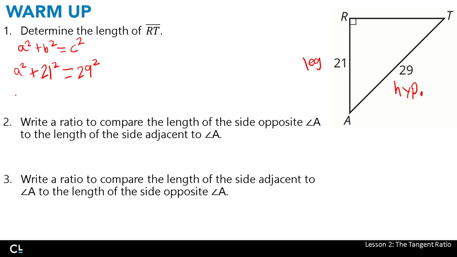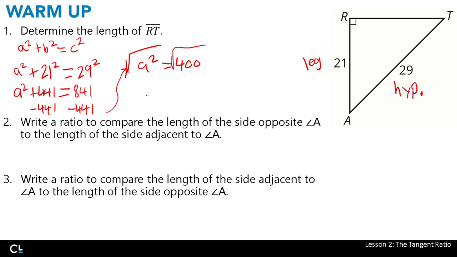So when we square these, we get A squared plus 441 equals 29 squared, which is going to give me 841. And then what we have to do is solve for A. So we're going to subtract 441 from both sides. Rewrite everything up here. That's going to leave me with A squared equals 400. And then we take the square root of both sides and we get A equals 20. So we could say right up here that RT is equal to 20.